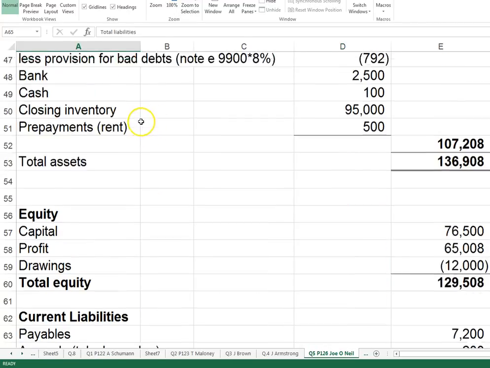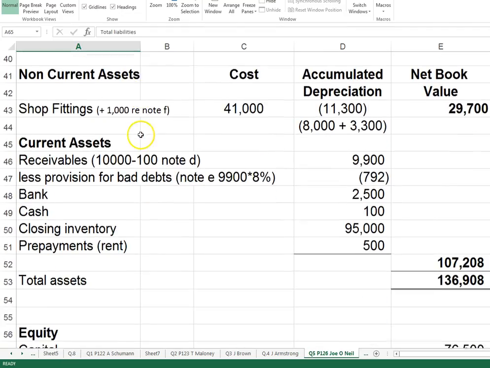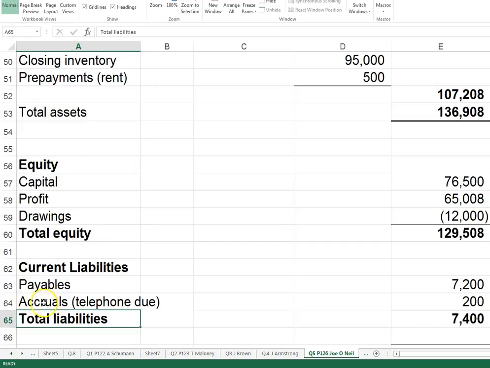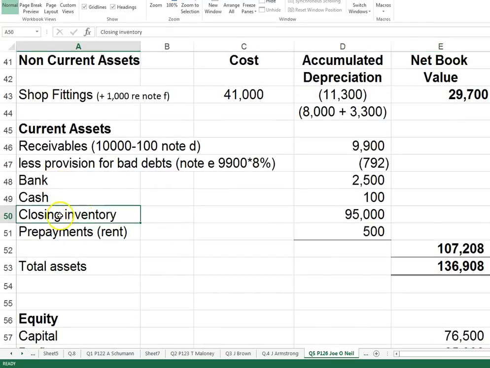And in the statement of financial position, which is part B to the question, if you were doing it, your current liability is telephone, and you show 200 there for the telephone. As in our current assets, our closing inventory of 95,000 gets shown in current assets. So I'm just going to move back and forth between it as we go.